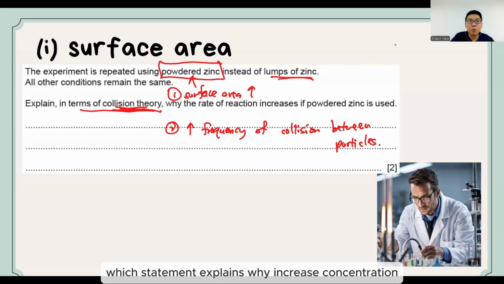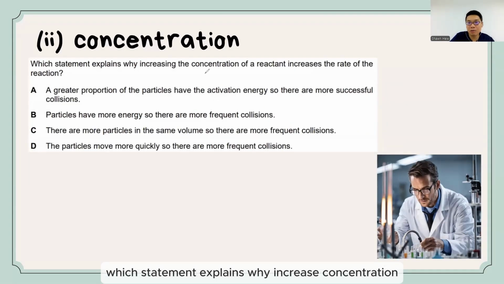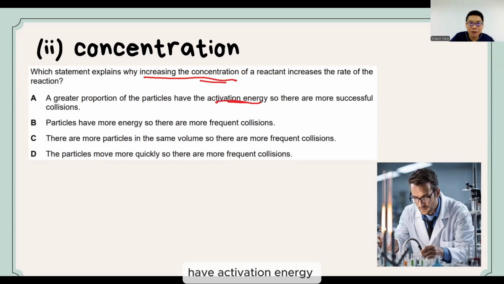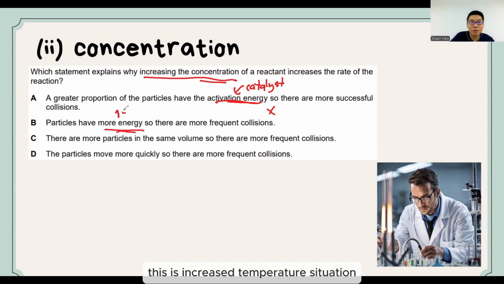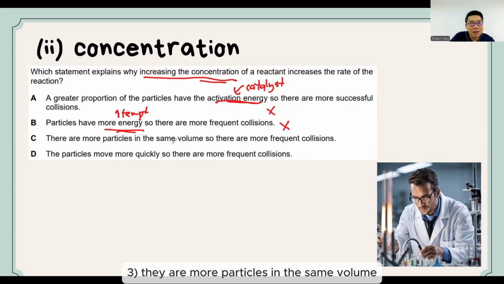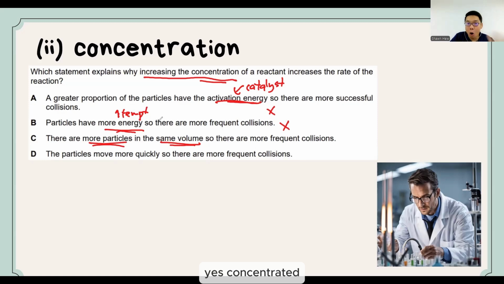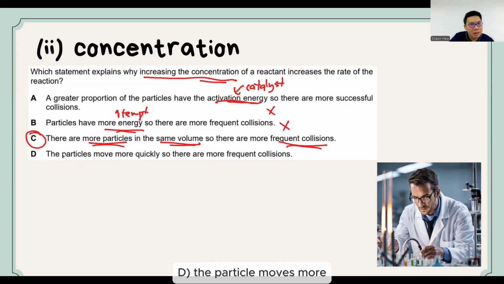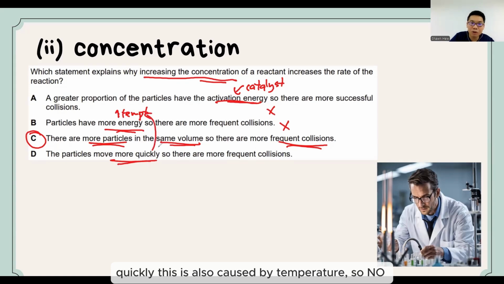Which statement explains why increased concentration increases the rate of reaction? A says a greater proportion of particles have activation energy. This will only be affected by a catalyst. We will see later. So it's not A. B, particles have more energy. This is the increased temperature situation. We will learn later. C, there are more particles in the same volume. Yes, when concentrated, there are more particles in a specific volume. That's why it increases the frequency of collision. So you see. D, the particles move more quickly. This is also caused by temperature. So no.